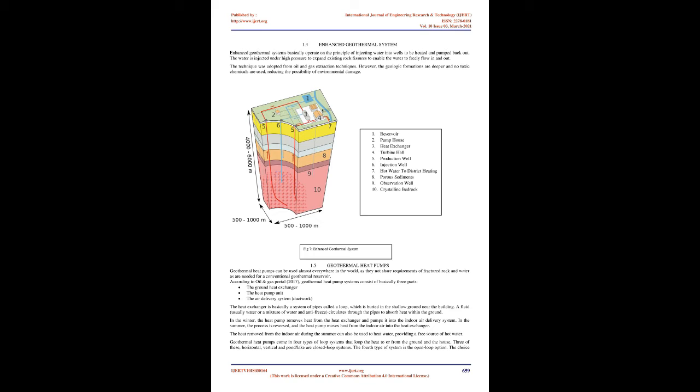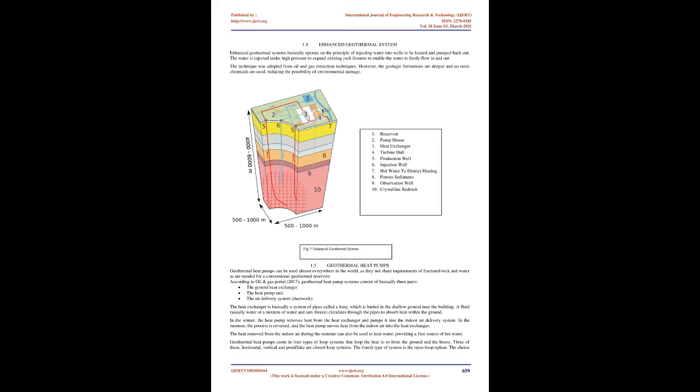Geothermal heat pumps can be used almost everywhere in the world, as they do not share requirements of fractured rock and water as are needed for a conventional geothermal reservoir. According to Oil and Gas Portal, 2017, geothermal heat pump systems consist of basically three parts: the ground heat exchanger, the heat pump unit, and the air delivery system, ductwork.